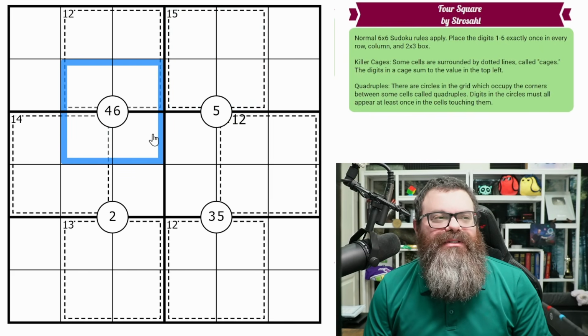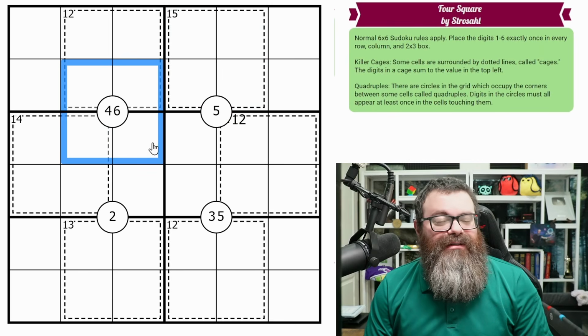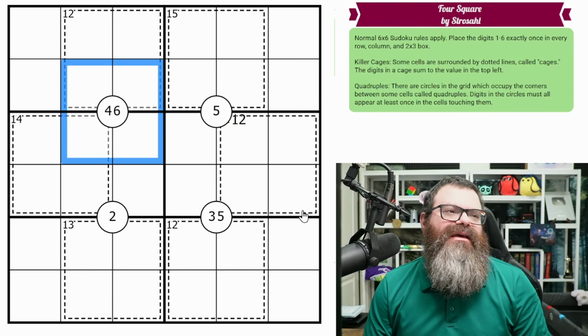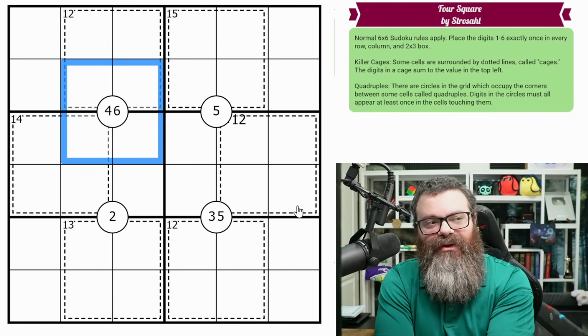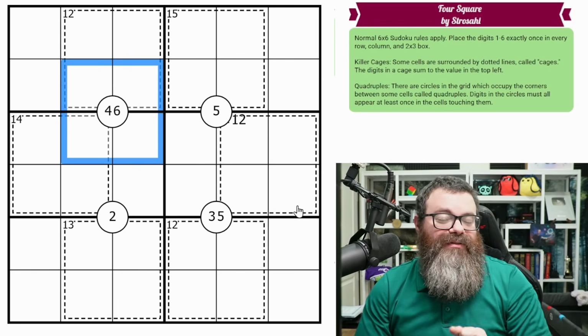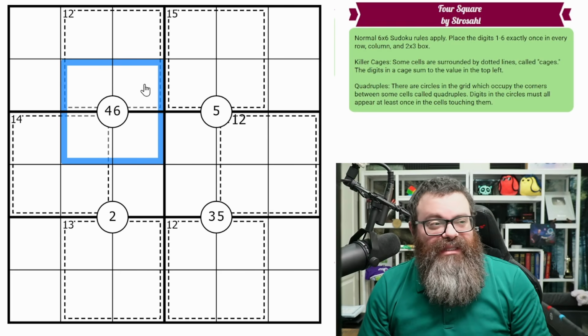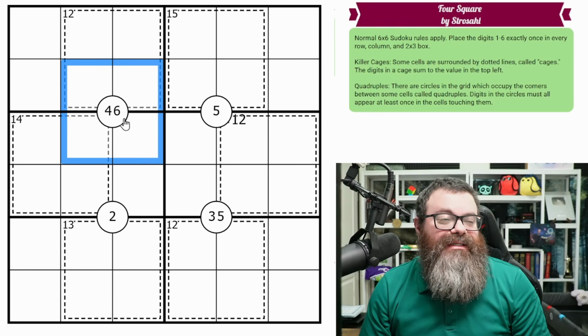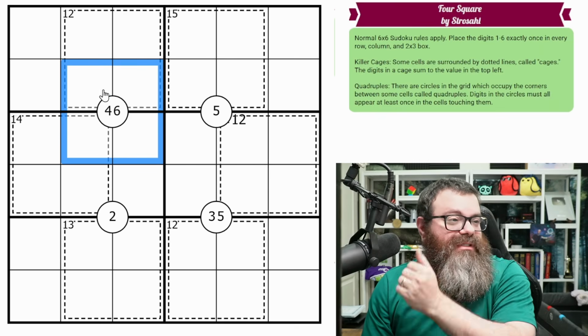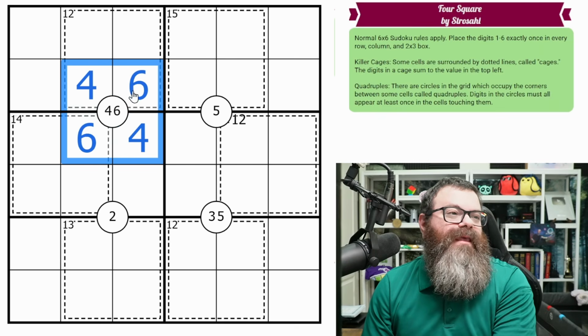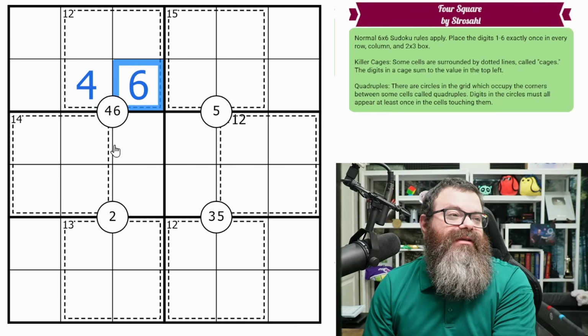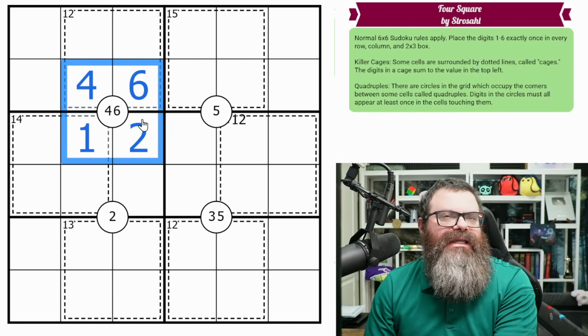These are quadruples. They always touch 4 cells, and the numbers in them describe numbers that must appear at least once in those 4 cells. So somewhere in these 4 cells, we need a 4 and we need a 6. We could have multiple 4s, we could have multiple 6s. Like we could do this if we wanted, or we could only include one of each somewhere. But the point is, we need a 4 and a 6.